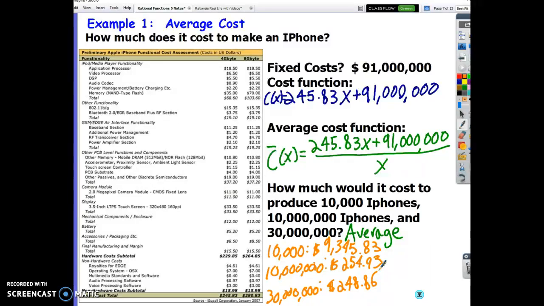Now you're probably thinking, how does this relate to rational functions? Well, we had to divide by x. So if they make 0 iPhones, does it really matter about that $91 million? If they weren't making an iPhone, why would they spend $91 million on advertising? So this is just how a rational real-life function could exist.